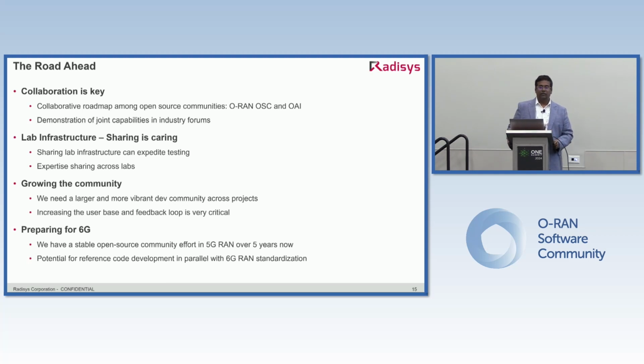And with all this said, we believe this is the right way of progressing the implementation in parallel to the standardization. We've seen this model work in the last few years, and this will be far more efficient when we do this for 6G. And we believe that's the golden opportunity for the industry to provide a reference implementation as the standards develop.